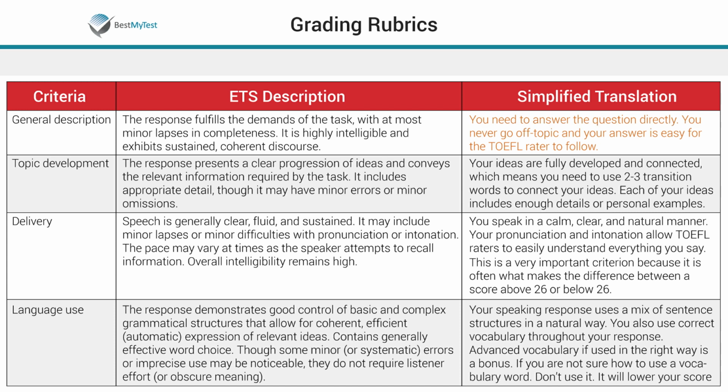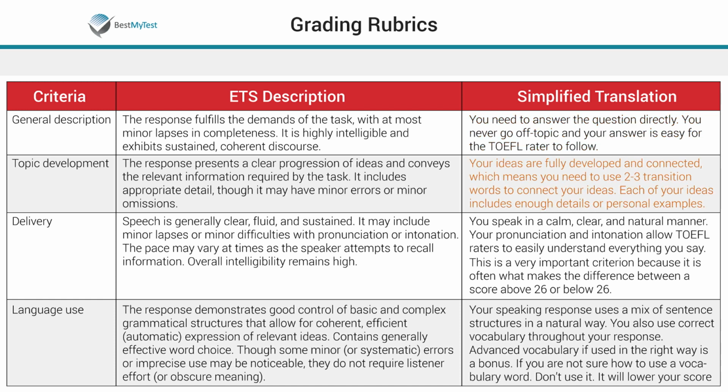So the first criterion is general description. And here you need to answer the question directly. Make sure you answer the question. Some students, they have a great elaborate answer, but they forget to answer the question. So keep it simple, stay on topic, and make sure that it's easy for the TOEFL rater to follow. Very important.